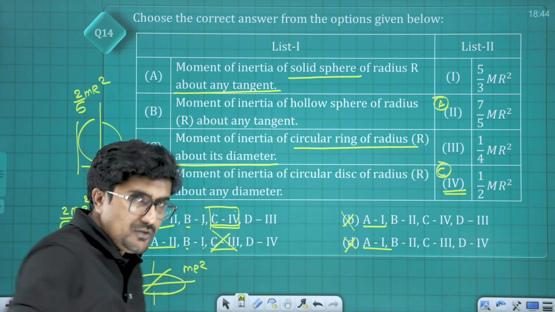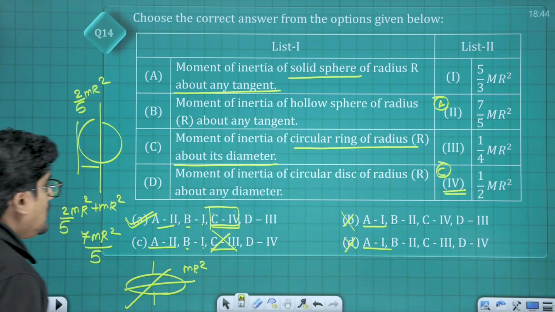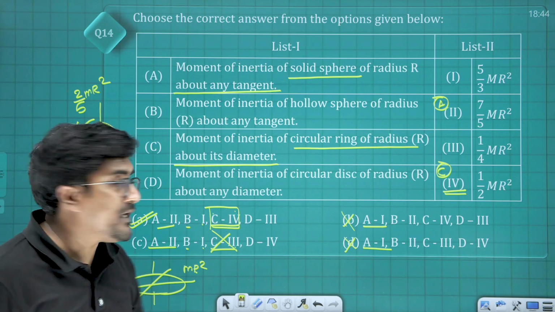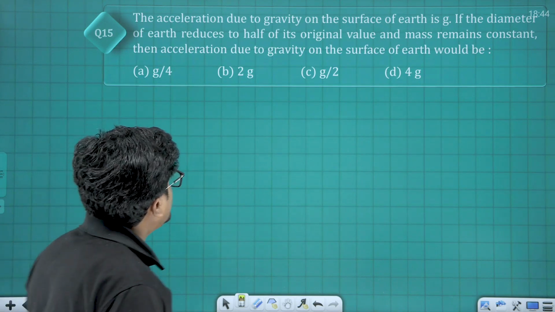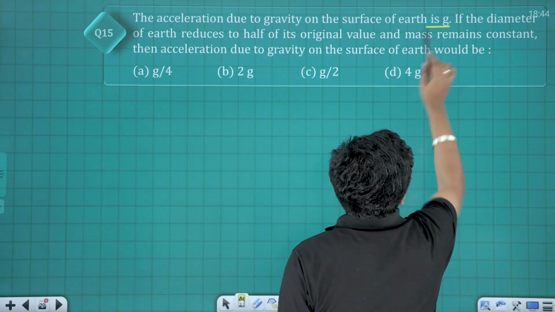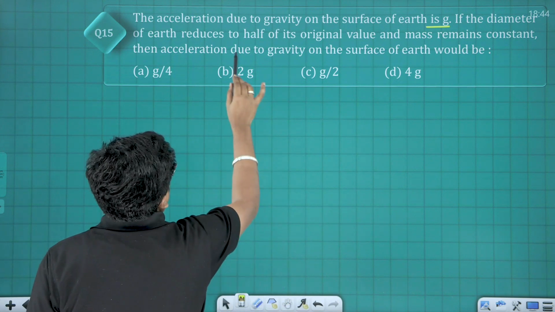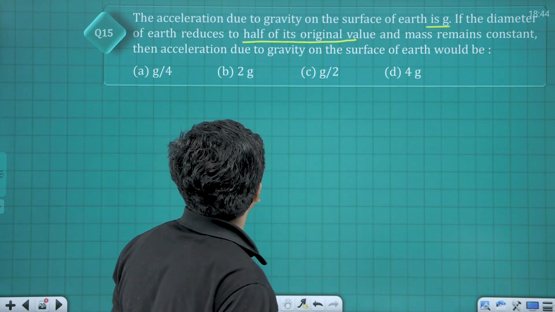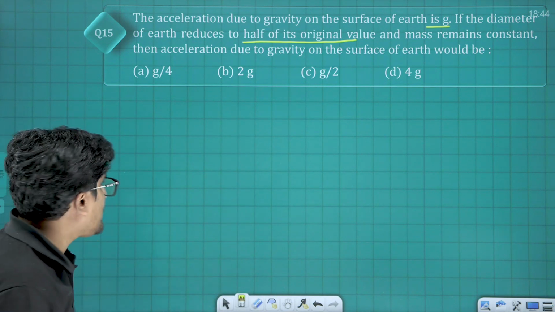This is how you must deal with match the following cases. Don't forget that. Say time saving hack. Now let us move to question number 15. Question number 15 says the acceleration due to gravity on the surface of the earth is small letter g. If the diameter of the earth reduces to half of its original value and mass remains constant, then the acceleration due to gravity on the surface of the earth is going to be.